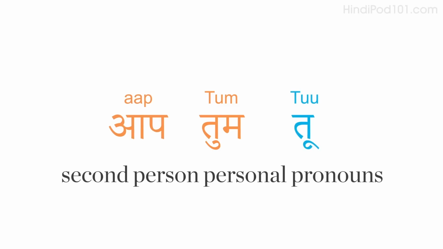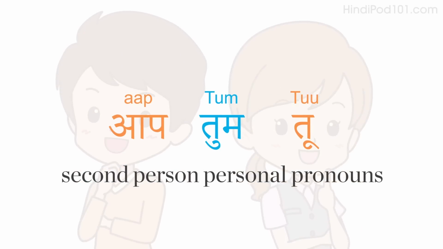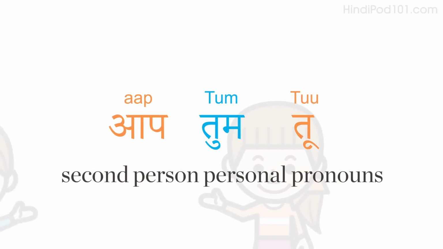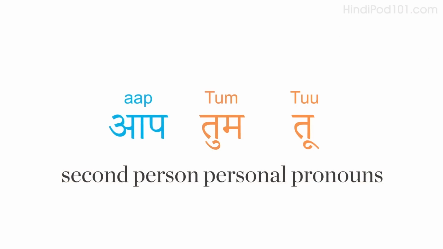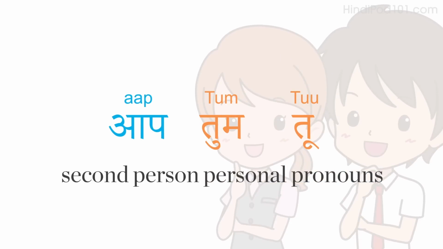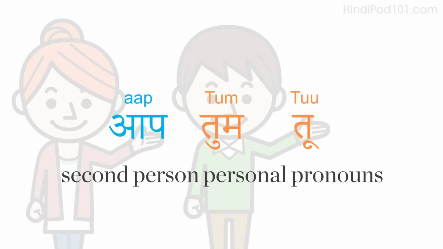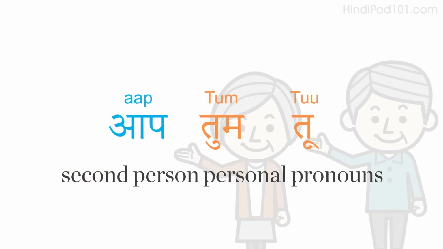Tu is used in a very informal way, something you will use with a very close friend. Tum is also informal, but not as much as tu. It is something you may want to use with a friend, a close colleague, your kids, your siblings, or even your spouse. But aap is the formal form of address. It is something that you would like to use at your office while addressing your parents, strangers, or your elders.